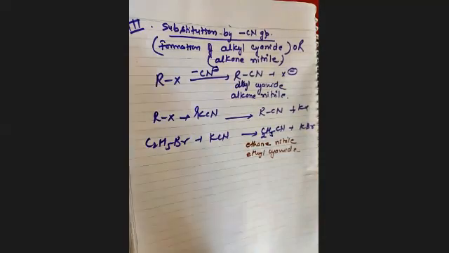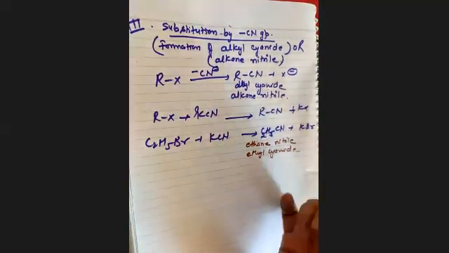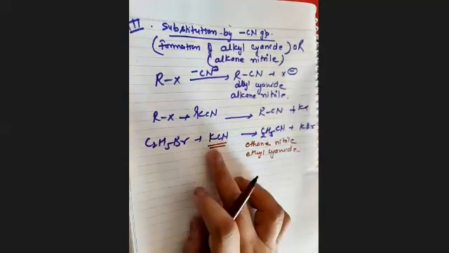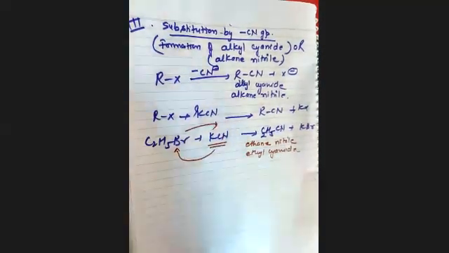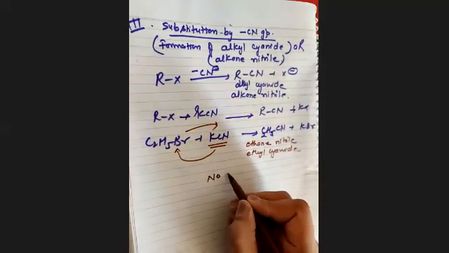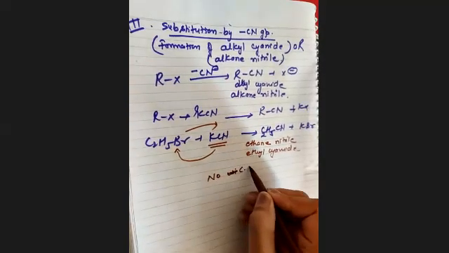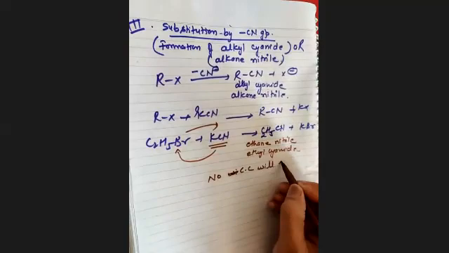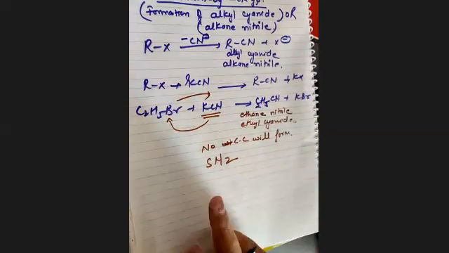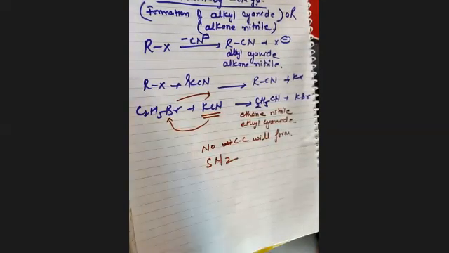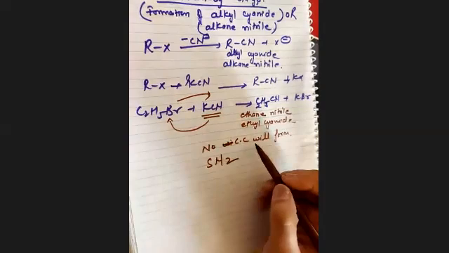Listen, this can be multi-step also. But KCN gives a very strong nucleophile. So what will happen? It will not get the chance to form an intermediate state. It will directly attack Br and push it out and put CN in its place. Clearly? So no carbocation will form. And if no carbocation is forming, then this type of reaction will be SN2. Remember, I am telling you with every reaction which is SN1 and which is SN2, because you will get a number of questions out of SN1 and SN2.